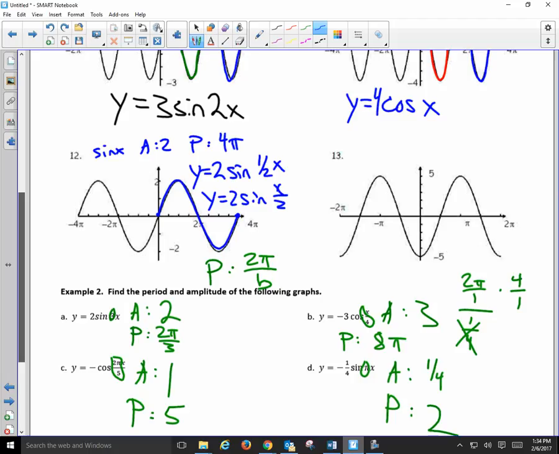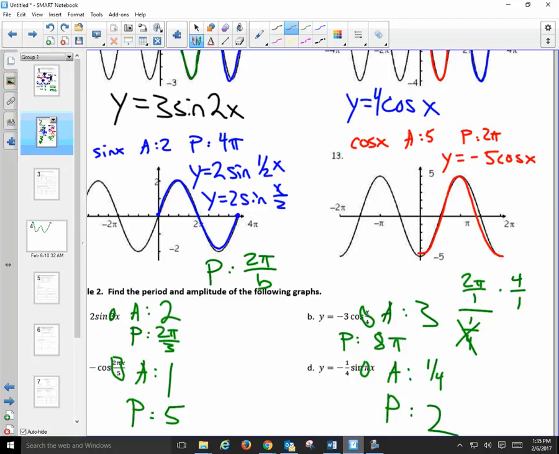Number 13, sine or cosine? This is a cosine graph. Period 2 pi, amplitude 5. So no big deal. One rotation within 2 pi. What do you notice is different about this cosine graph? It starts at the bottom, so it'll be y is equal to -5 cosine of x. Again, that's a 1x, one rotation within 2 pi.